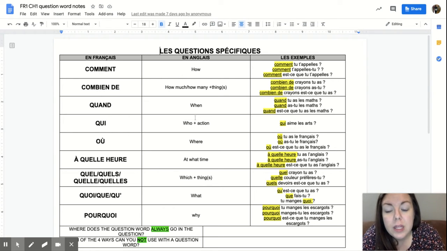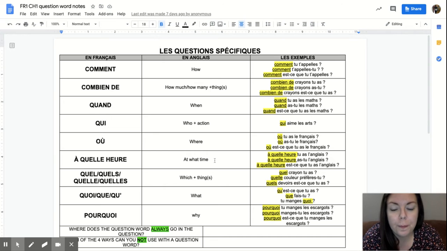Okay? Then où. Don't forget to get that accent grave, top down accent on that U. This means where. Où tu as le français? Where do you have French? With inflection. Où as-tu le français? With inversion. Où est-ce que tu as le français? With est-ce que.